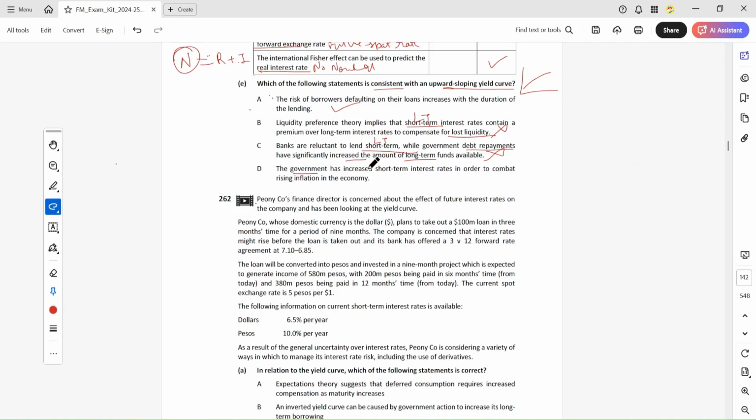The government has increased short-term interest rates in order to combat inflation. No, inflation is a long-term matter in the economy, so you would have to increase long-term interest rates. This is incorrect. So the only correct option is A. If you find the right answer, don't go and read all the options.